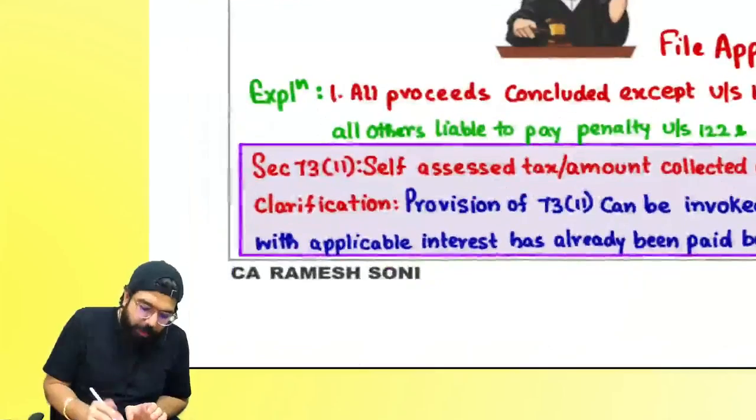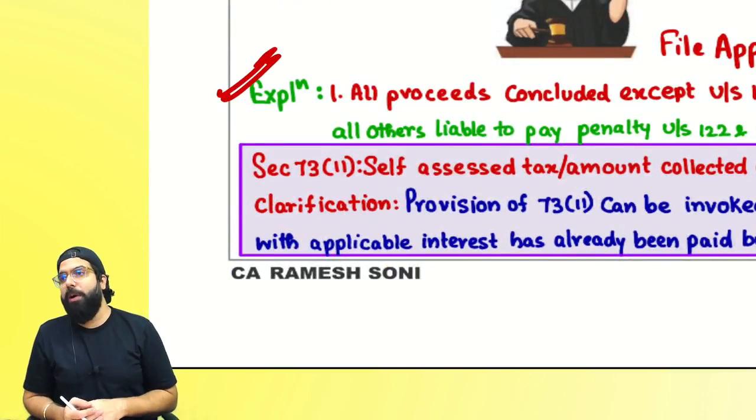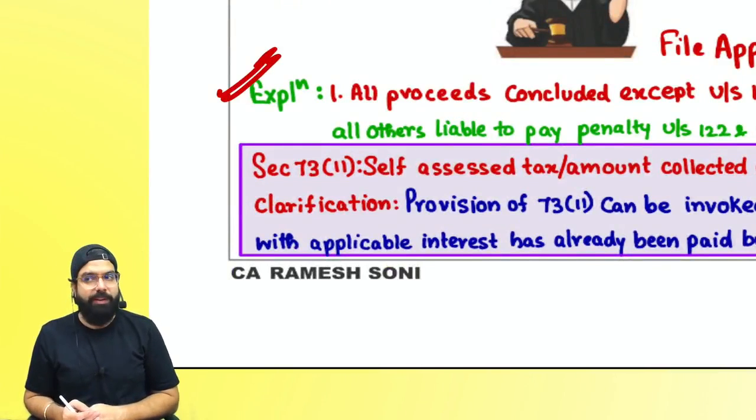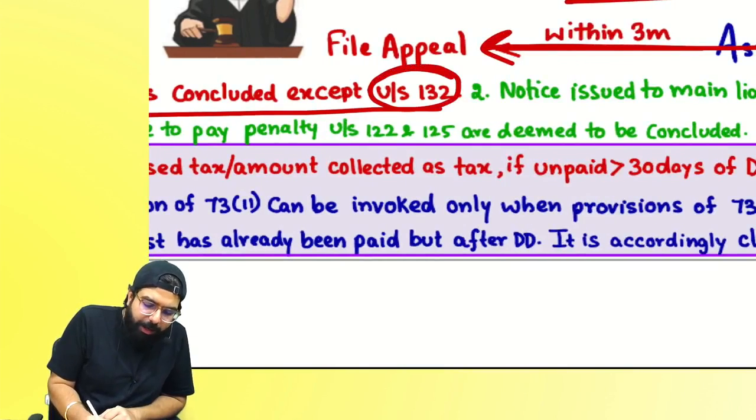Now, always remember one thing, one explanation is given that if you go ahead and pay all the amount which is told in 73 and 74, whatever is applicable to you, all proceedings shall be deemed to be concluded other than section number 132.